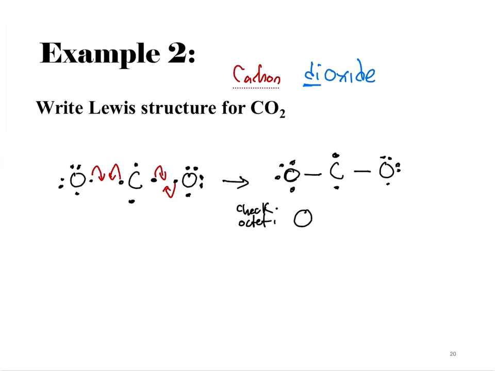In this molecule, how many dots are around this oxygen? 1, 2, 3, 4, 5. Right? We have 5 dots around it. Does everyone see why there's only 5 dots? There are 5 dots, which means the dots are only representing 5 electrons here.